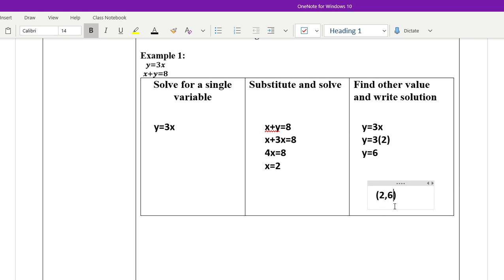What this means is if I used a graph, the point of intersection of these two lines would be at the location (2, 6). Or if I was looking at a table at x value 2, both my equations' y value would end up being 6. That's going back to our last lesson, going over solving systems of equations with tables and graphs.